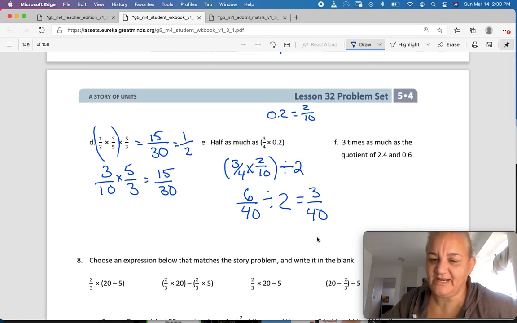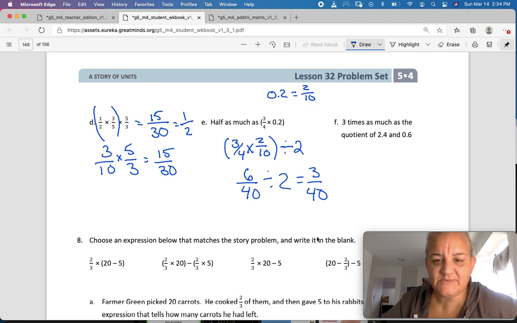Which is why if I had simplified it, that would not have worked out. It would have been 1.5/20. All right, next one.